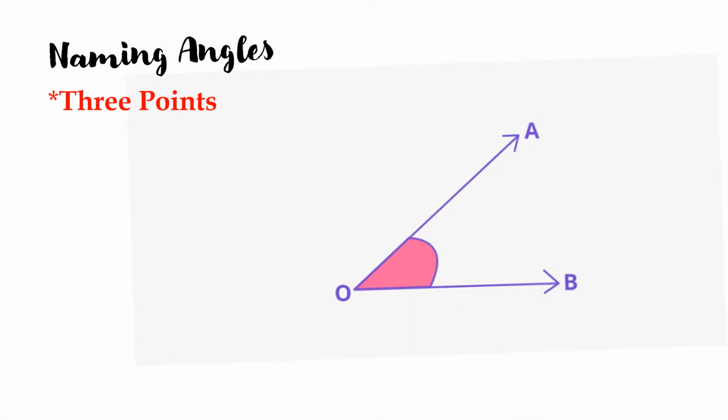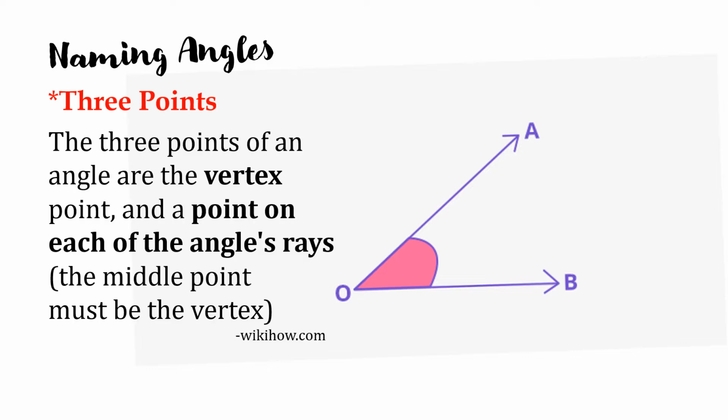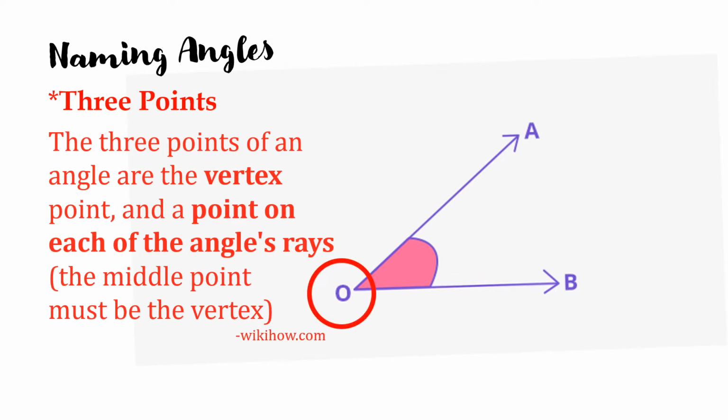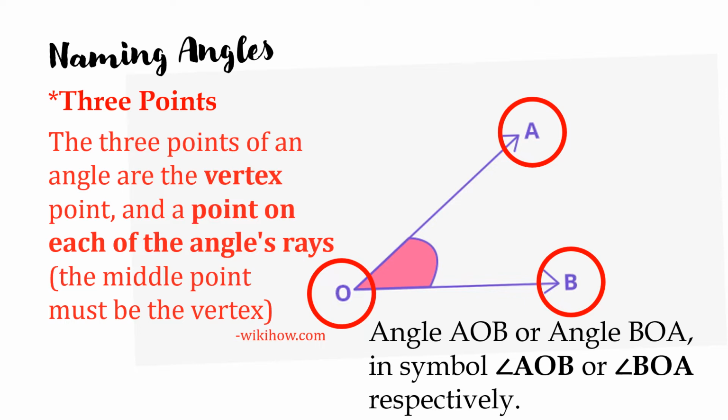Second is using the 3 points. The 3 points of an angle are the vertex point and a point on each of the angle's rays. But you must take note that the middle point must be the vertex. In this example, the vertex point is O, and the points on the rays are A and B. Now, we name it angle AOB or angle BOA.